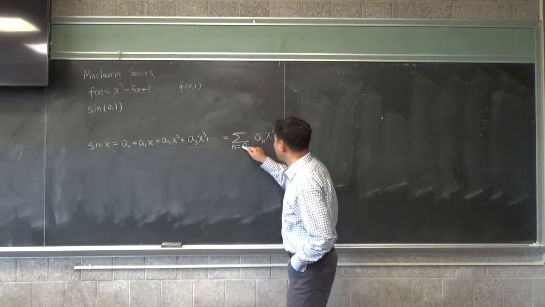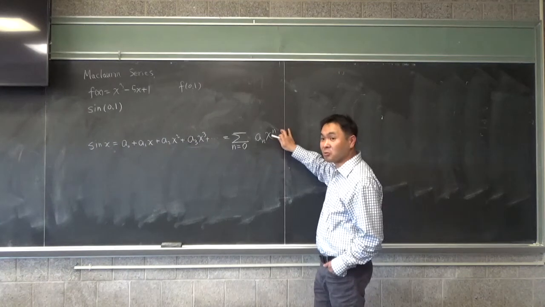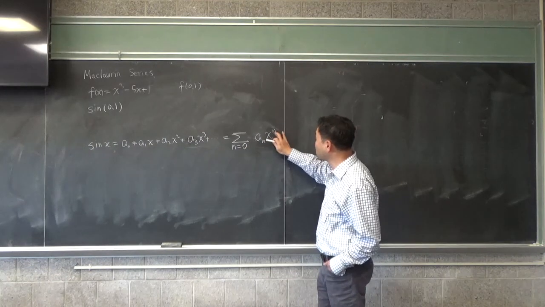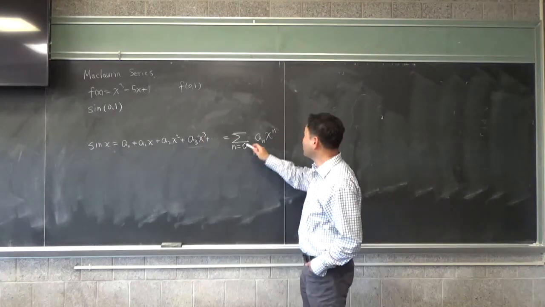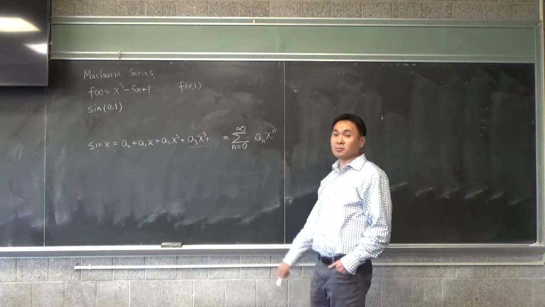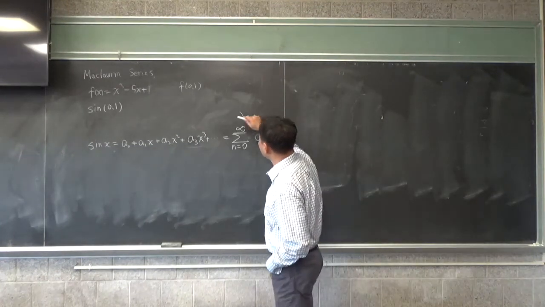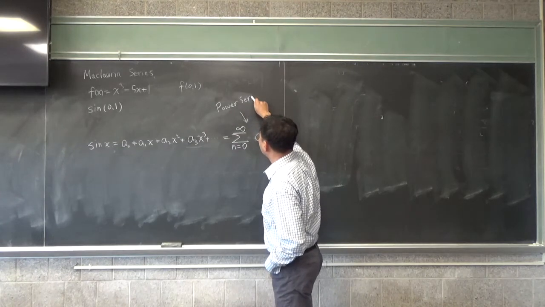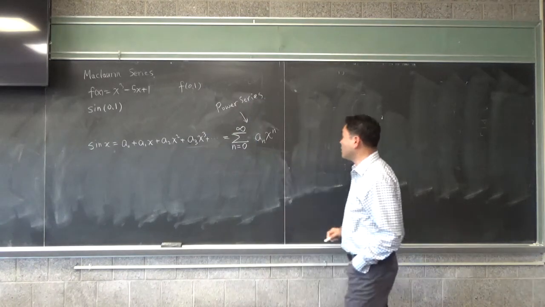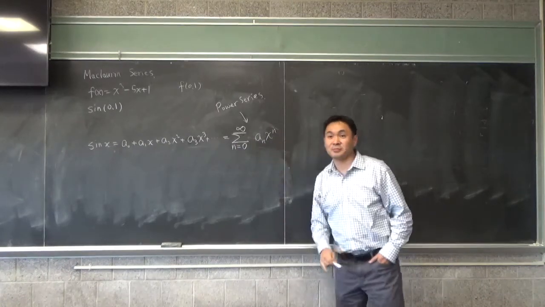Because when n is 0, what's x to the 0th power? 1. Anything to the 0th power is 1. So indeed, when n is plugged in as 0, it will create the very first one. And then it's an infinite series, so it goes to infinity. And such a series is called a power series because it's an infinite series with powers of x.